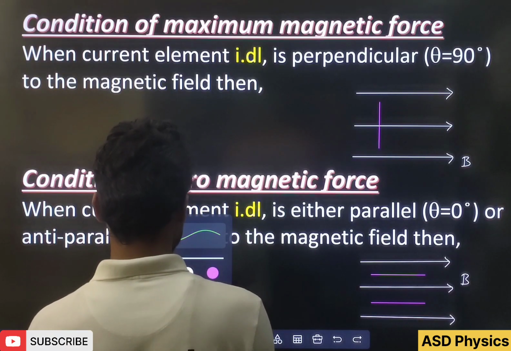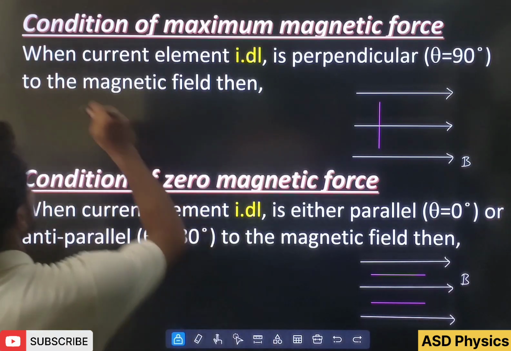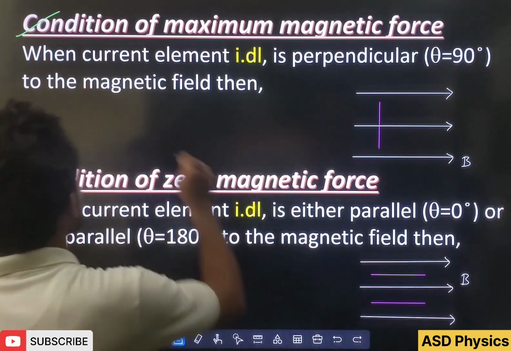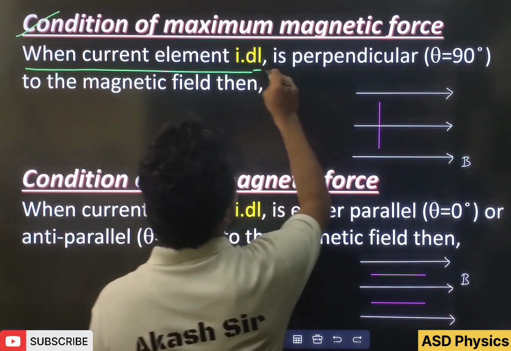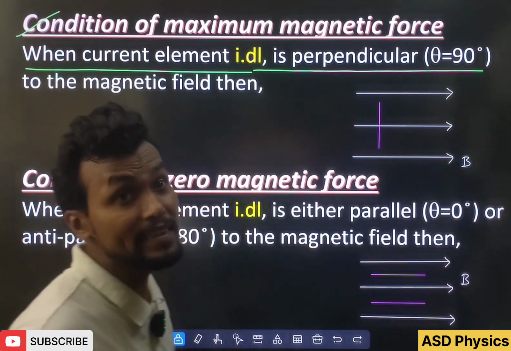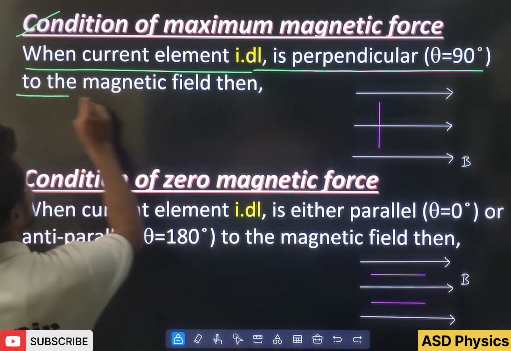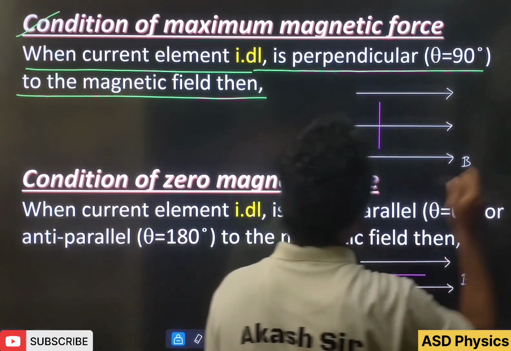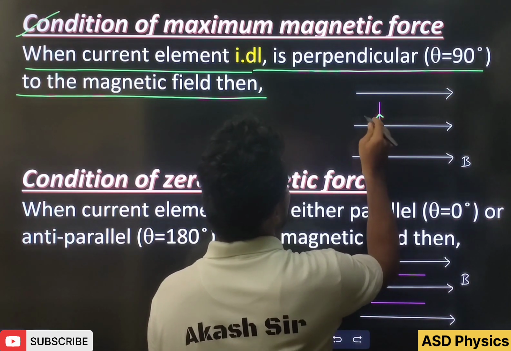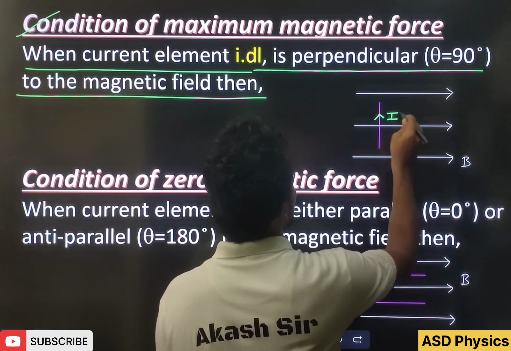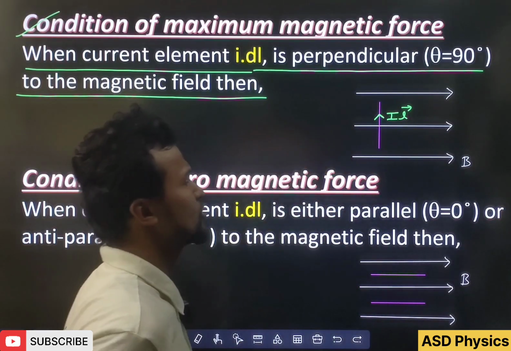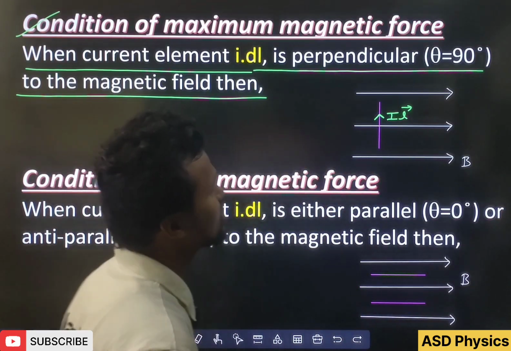After that, let's see, students, what is given here. Next topic, condition of maximum magnetic force. When the current element IL is perpendicular, theta equal to 90 degree to the magnetic field, then, let's take the magnetic field along x direction, and let's take the current element in this direction. I can write IL. Now let's take the length as L. Some length is there, so I'm writing IL, not Idl, because some length is there.